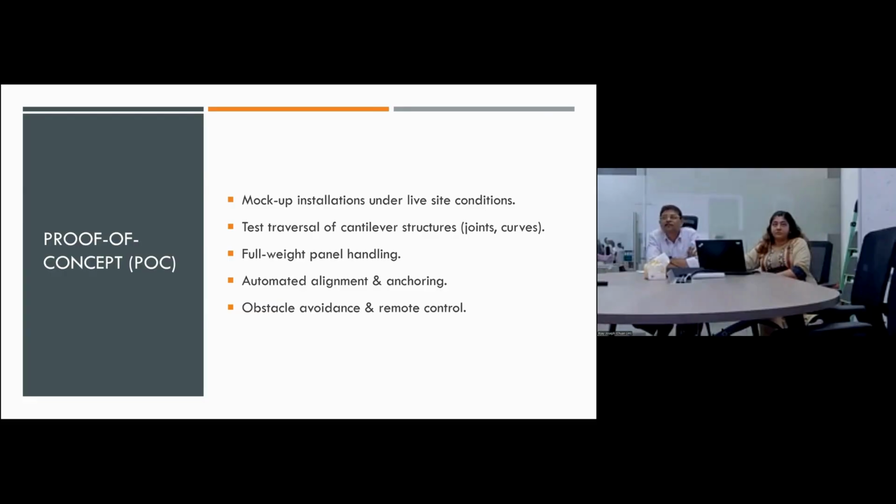We call it test transfers of cantilever structures, which is just the joints of the structures. We can explain that in details if people ask more questions on that. The panel itself is lightweight. We have to handle the whole panel by some sort of arms, and the alignment and anchoring should all be automated. Essentially, what I'm saying is we don't want to have any manual handling of these automated installations. Next.